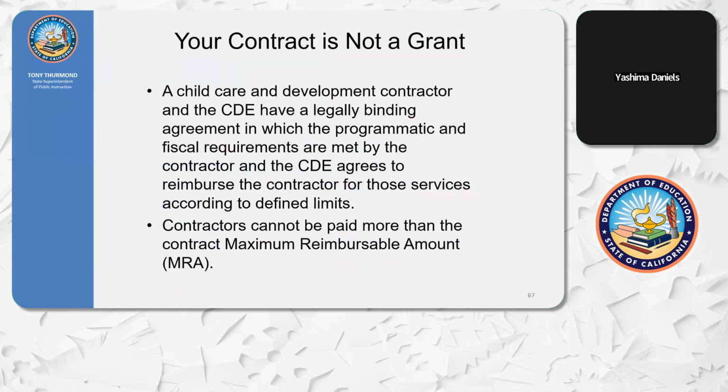Your contract is not a grant. A child care and development contractor and the CDE have a legally binding agreement in which the programmatic and fiscal requirements are met by the contractor, and the CDE agrees to reimburse the contractor for those services according to defined limits. Contractors cannot be paid more than the contract maximum reimbursable amount, which is your MRA.